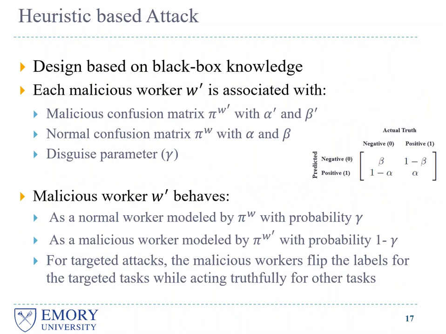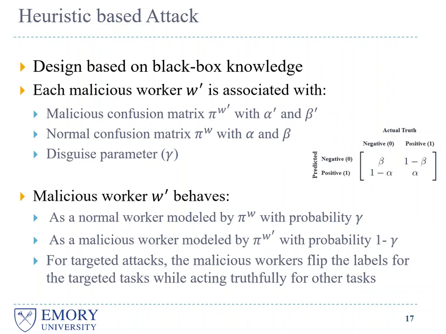Heuristic-based attacks are designed based on black box knowledge. That means they just have knowledge of their assigned tasks. With only knowledge of the assigned tasks, the simplest heuristic for an attacker is to always report the wrong answer for their tasks. However, this may be easily detected by most truth inference systems with worker reliability modeling. Therefore, attackers desire to disguise themselves as honest workers by providing correct answers to some tasks to avoid detection.